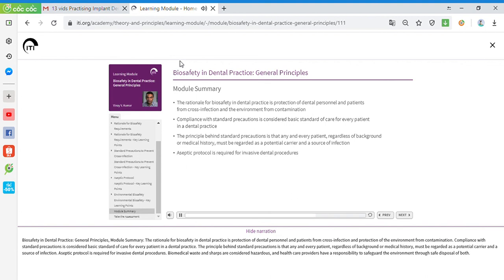Aseptic protocol is required for invasive dental procedures. Biomedical waste and sharps are considered hazardous, and healthcare providers have a responsibility to safeguard the environment through safe disposal of both.